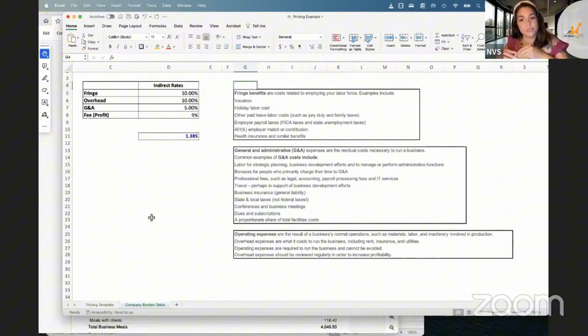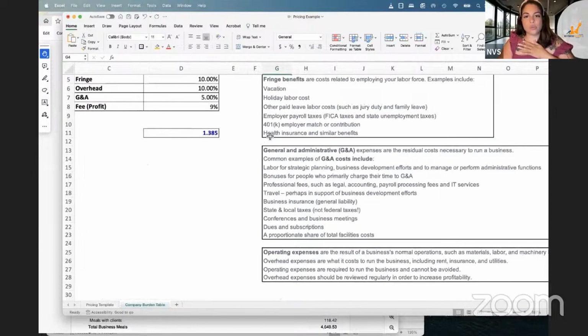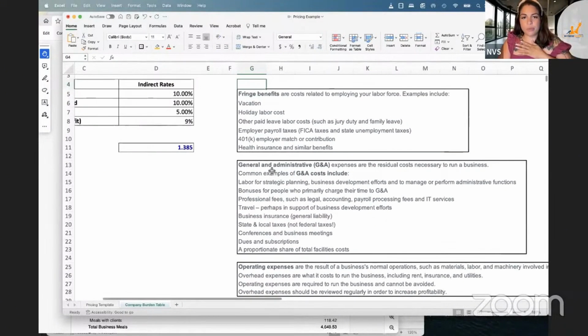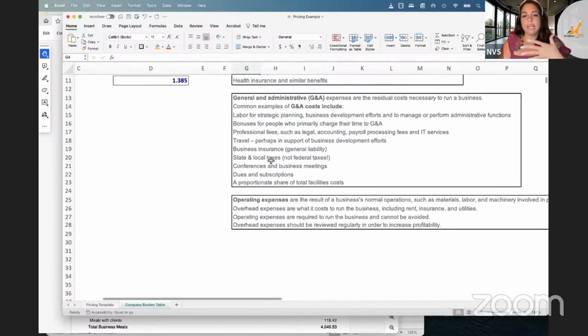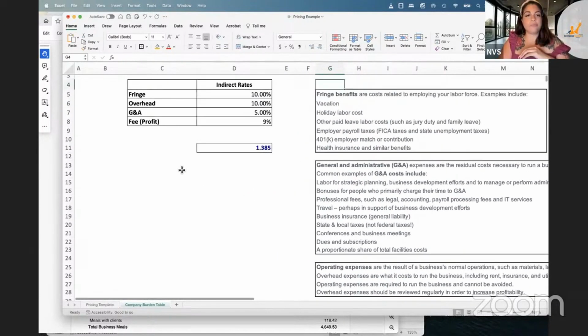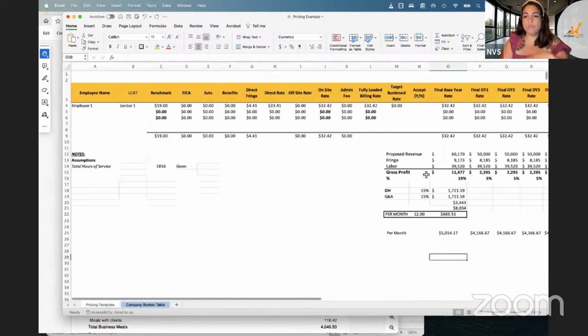Those are the risks essentially. So to segue into indirect rates, this is also in the pricing example that we will provide you guys. It gives you the analysis of what a fringe benefit is, G&A, and operating expenses for your overhead. These are different numbers that you can play with and change, and it will change the amount here for your gross profit margins and your net.